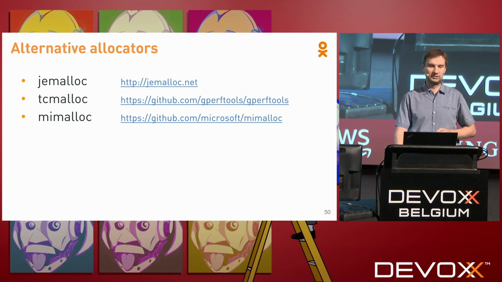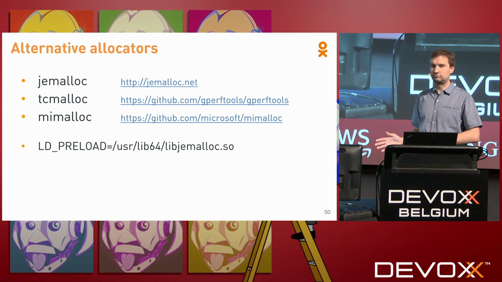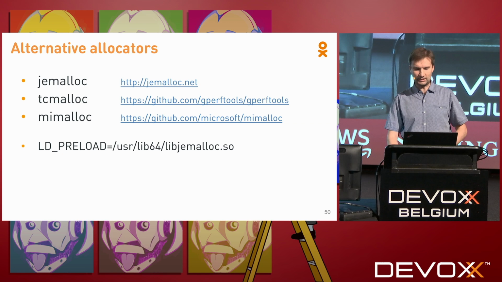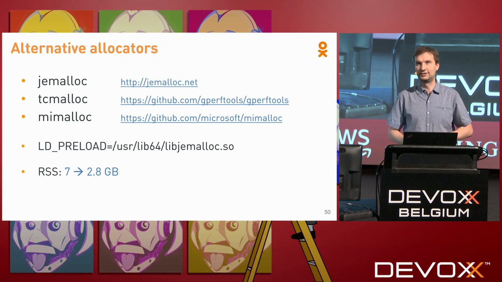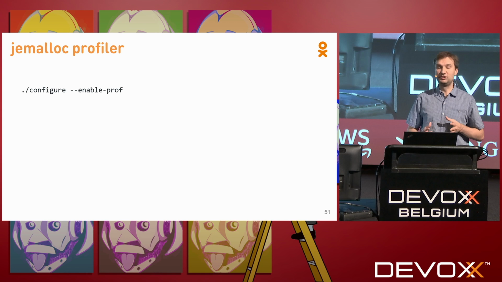Replacing the standard system allocator is pretty simple. You just need to set one environment variable, and that's it. And this one-line change magically helped us to reduce the resident set size of the previous example. So it appears that jemalloc is much better at handling fragmentation. Another benefit of jemalloc is that it has a built-in allocation profiler.